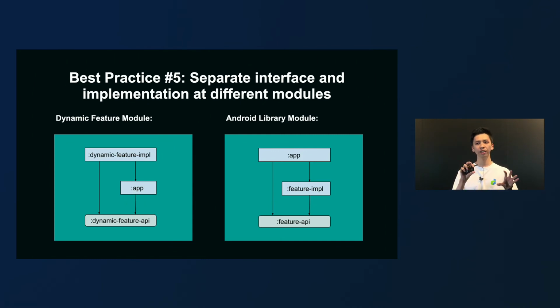So I will show you here the dependency graphs for both the dynamic feature module and the Android library module. As you can see at the bottom, the interface module basically has the same dependency graph. They both have the implementation module and app module dependencies. Because of this structure, we can easily convert the dynamic feature module to the Android library module without much extra coding, by just changing the dependency graph.